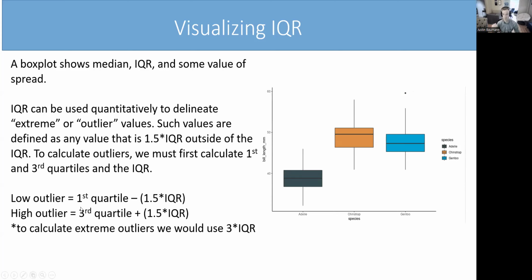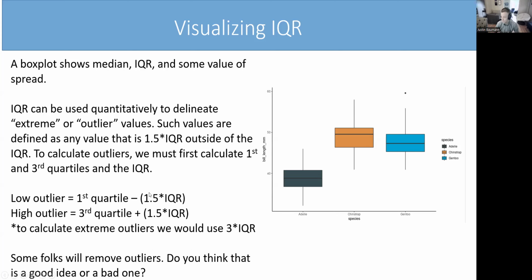To calculate an extreme outlier, which is really, really different from the distribution, instead of using 1.5 times IQR, you use 3. Some people think that removing outliers is bad. There's not a right answer here. I'm curious what you all think. You can think about this. Is it really bad? Is it really good? Here's an example of why it's really bad.